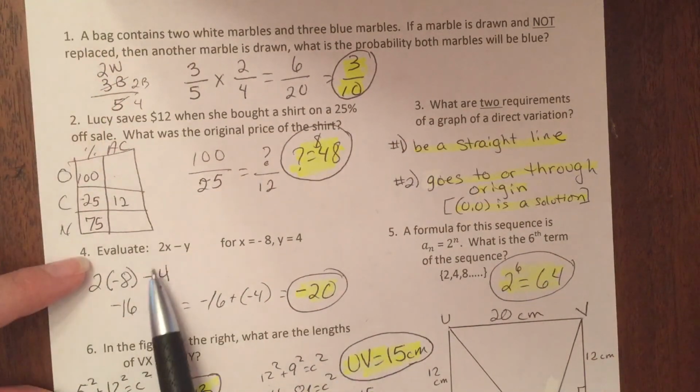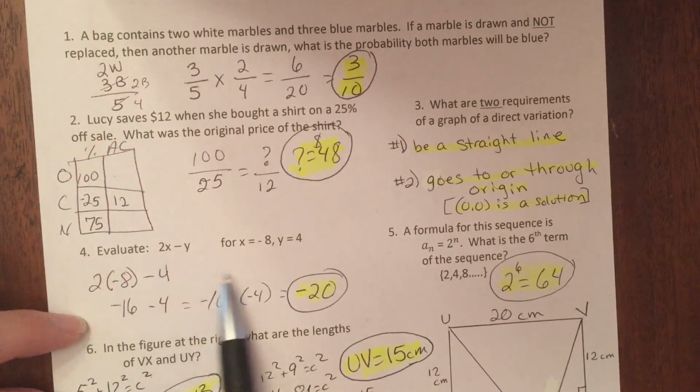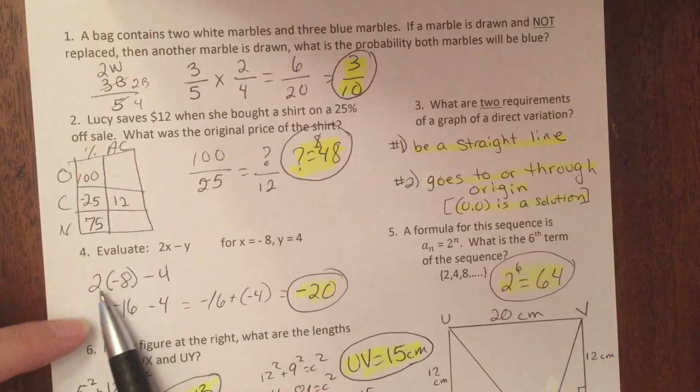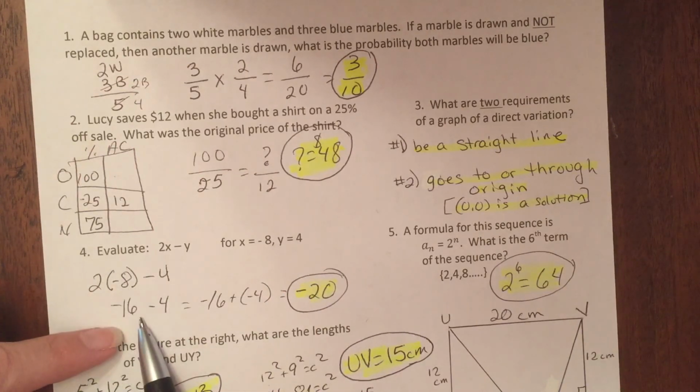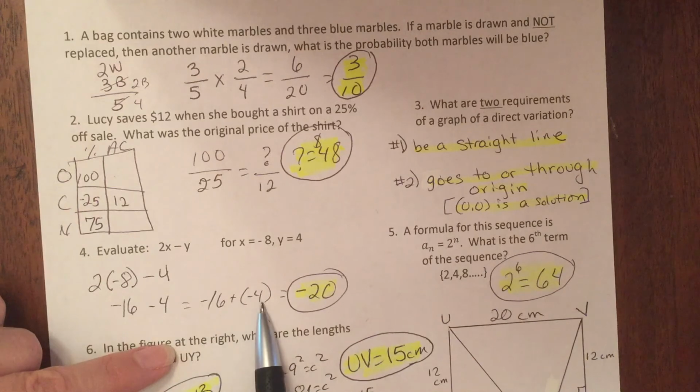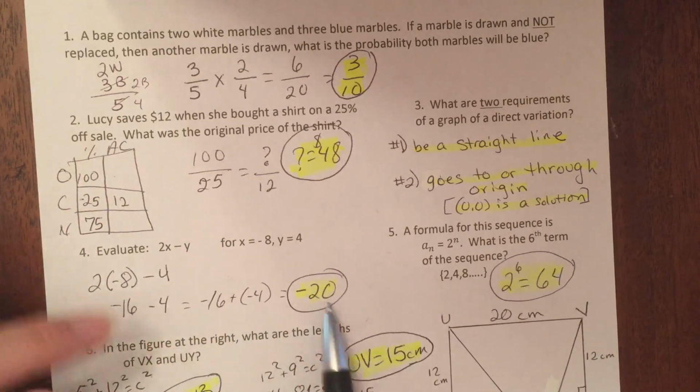Okay. We want to evaluate this for when x is negative 8, y is 4. So instead of x, I'm going to use negative 8. 2 times negative 8 is negative 16. Minus 4, negative 16, negative 4. I could add the opposite. A negative 16 and a negative 4 make negative 20.